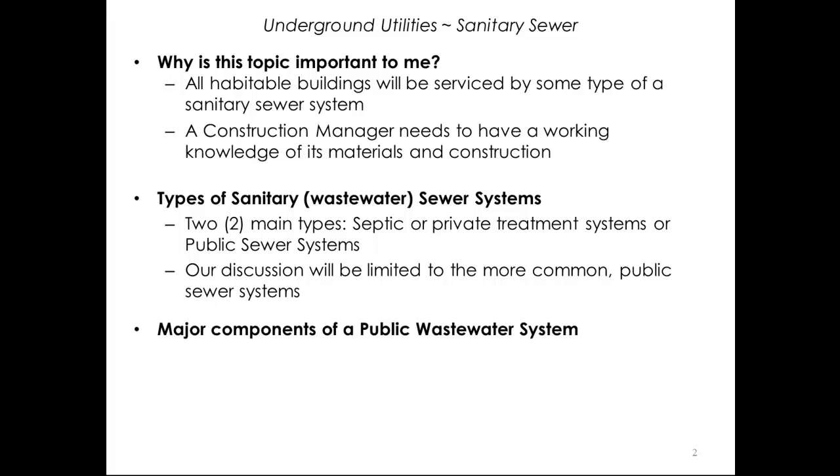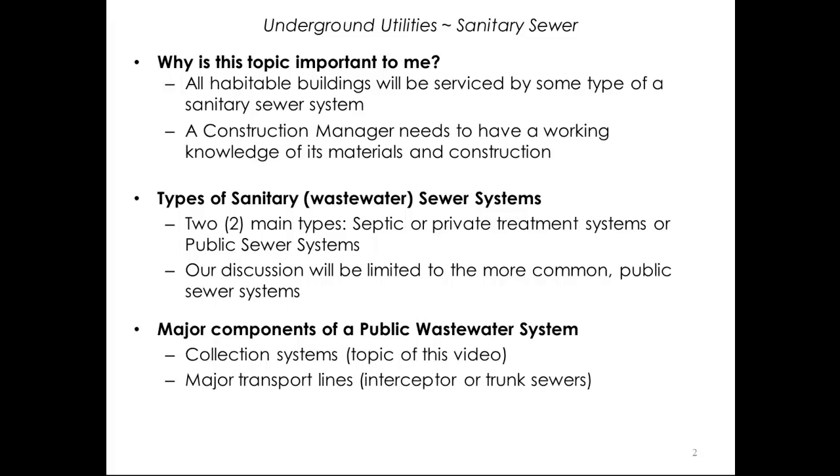At a high level, we can visualize the public system as having three major components. The collection system that services all types of occupied buildings. The major trunk or interceptor lines that collect and carry the wastewater from smaller collection lines to the regional wastewater treatment plant, and the regional wastewater treatment plant itself.